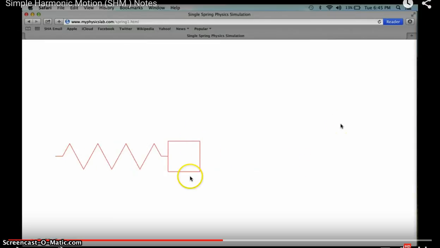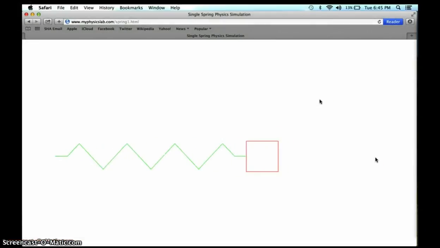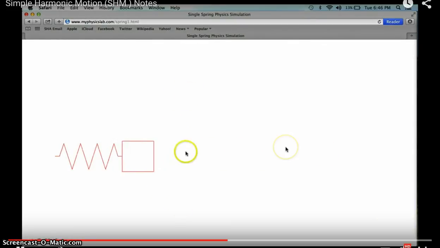At the middle, it's going really fast again. But as soon as it passes through the center, it slows down because it's getting pulled the other way. So it's going fastest in the middle. Can you see that? Right about there is the fastest. And it stops at the edges.